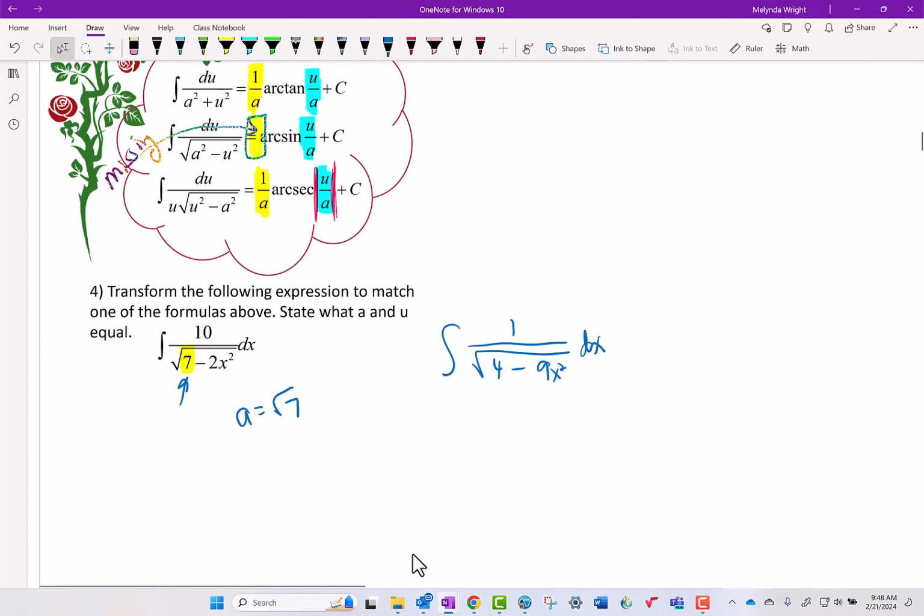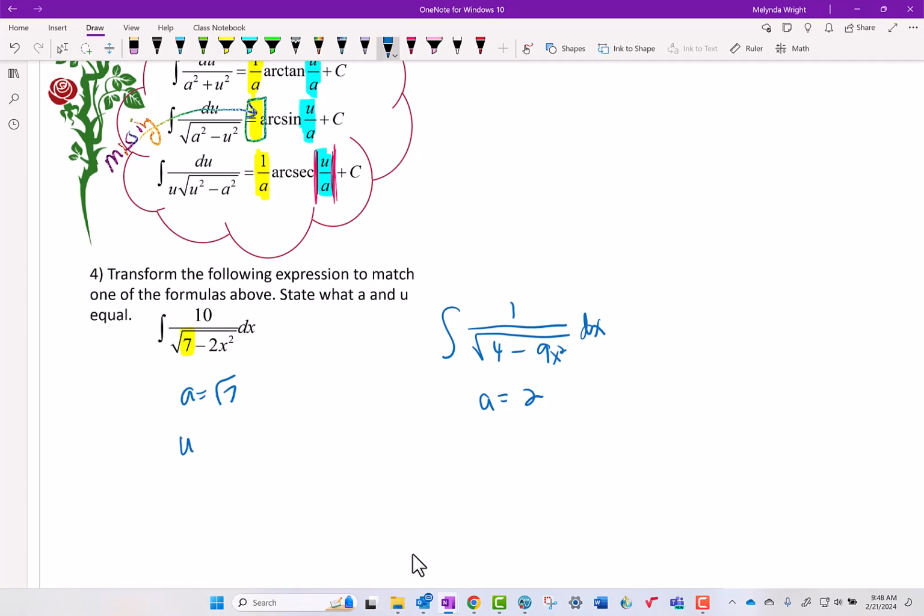Okay, we're going to do them at the same time. This one, a would be the square root of 7. On this one, what would a be? 2. See, that's much easier, right? We like it when they're perfect squares. On this one, u would be the square root of 2 and then an x, right? Because that's what u would be. On this one, u would be what? 3x.